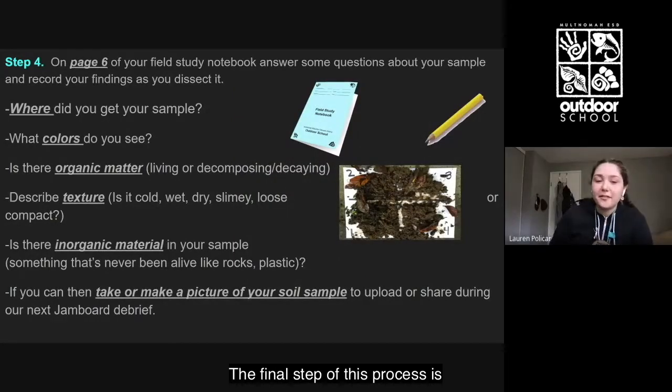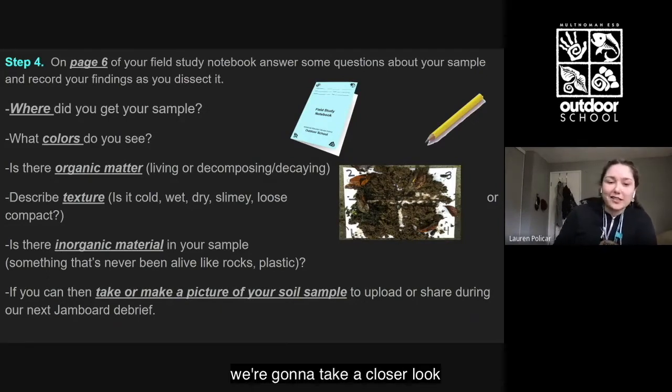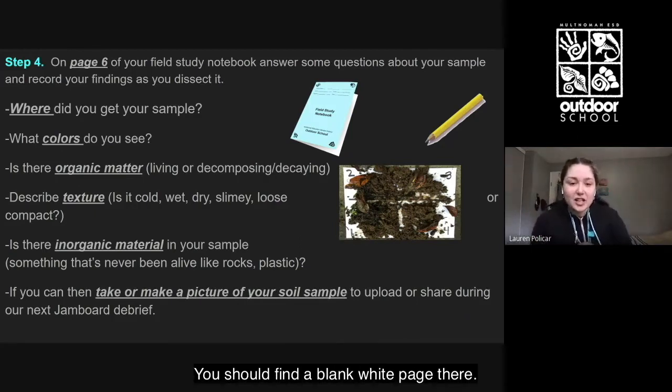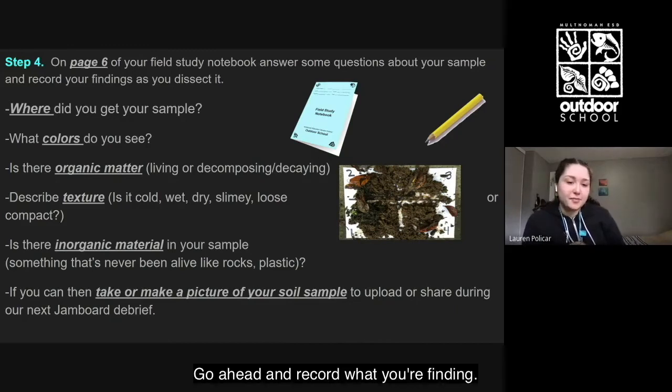The final step of this process is to observe the soil. Just like we did before, we're going to take a closer look and answer some questions. Take out your field study notebook and turn to page 6. You should find a blank white page there. Go ahead and record what you're finding.